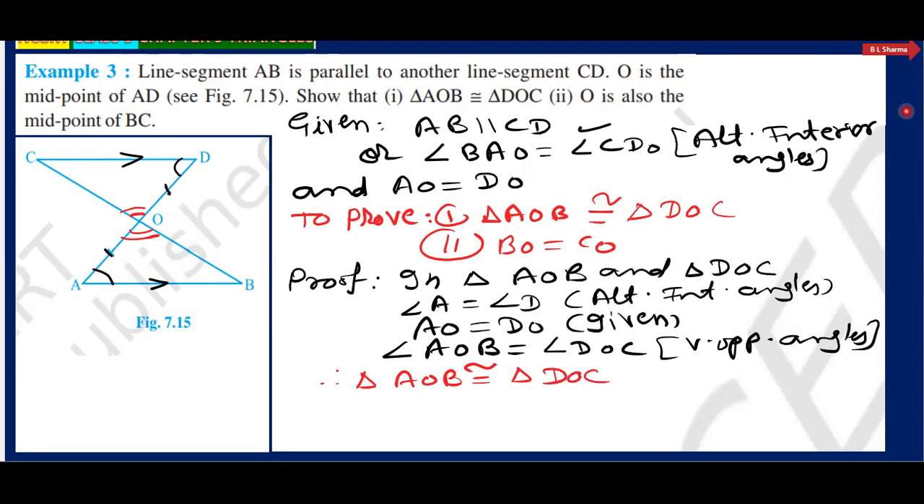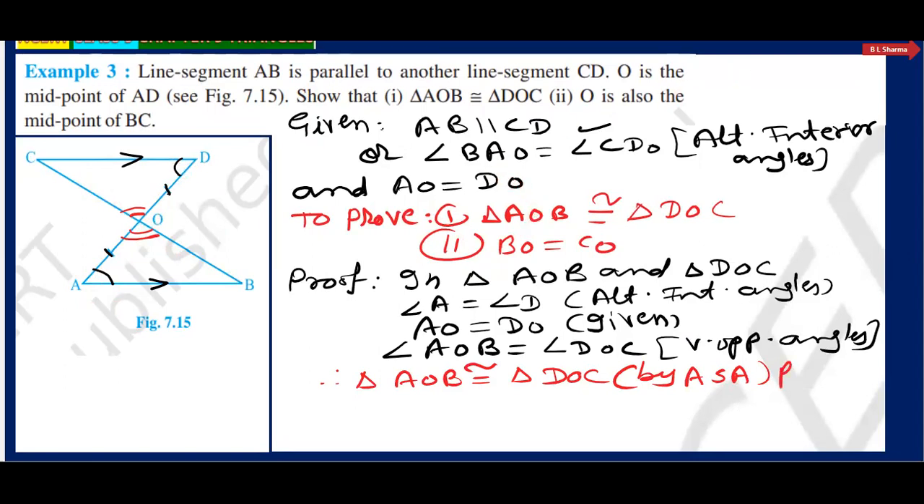By which rule? By angle side angle rule. Angle side angle rule. Triangle AOB is congruent to triangle DOC. How do we write it? See, we start with angle, then one cross, then double angle. Triangle AOB is congruent to triangle DOC, and we have proved the first part.